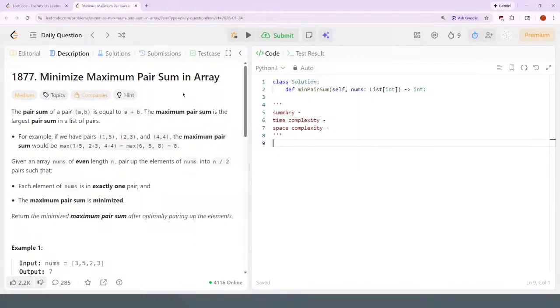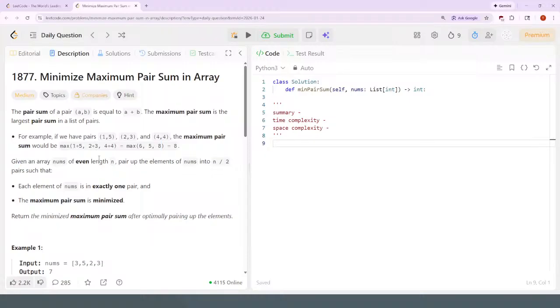Pair sum AB is equal to A plus B. The pair sum of pair A comma B is equal to A plus B. The maximum pair sum is the largest pair sum in a list of pairs. For example, we have pairs 1, 5, 2, 3, 4, 4. The maximum would be 8, 4 plus 4, sure.